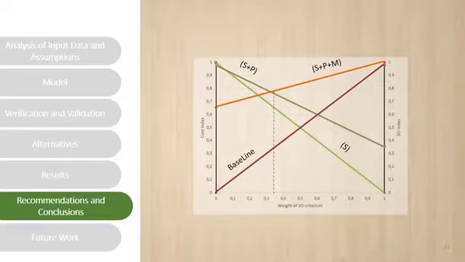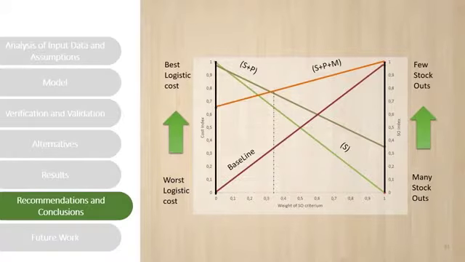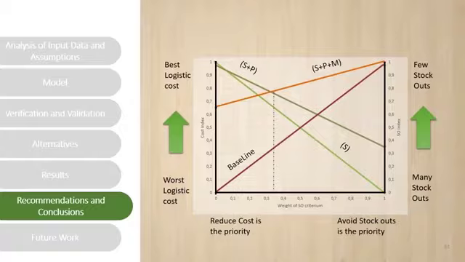In this plot, we can see a comparison of all the alternatives. On the left axis, we have cost performance, where the higher the curve, the lower the costs. On the right axis, we have the stockout performance, where the higher the curve, the fewer stockouts the alternative will have. On the x-axis, we have a weighted importance of avoiding stockouts. Selecting a high value means the decision maker is very averse to having a stockout.